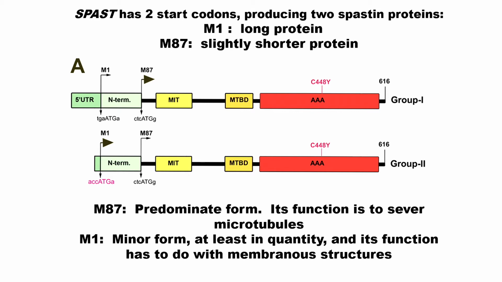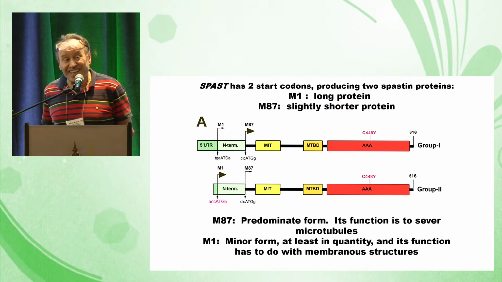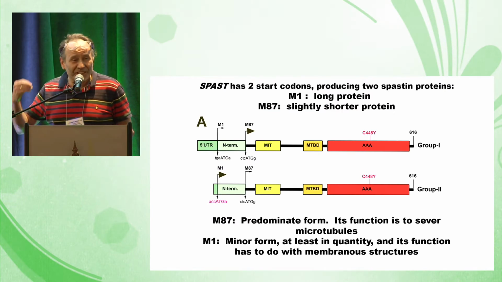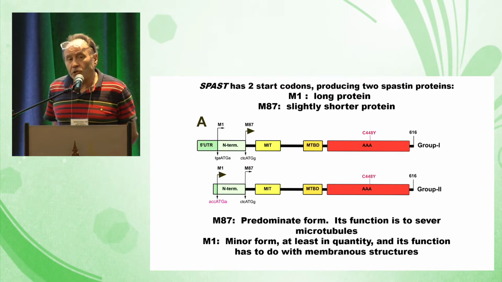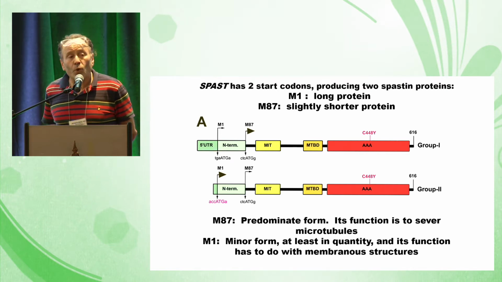Now, keep in mind, that's what genes do. Every gene encodes for a protein. There's always a protein, and proteins have different functions. Spastin protein is an enzyme. And enzymes hydrolyze ATP, they use energy, and they get some kind of work done for the cell. So the longer protein, we call it M1 spastin. And the somewhat shorter protein we call M87 spastin.